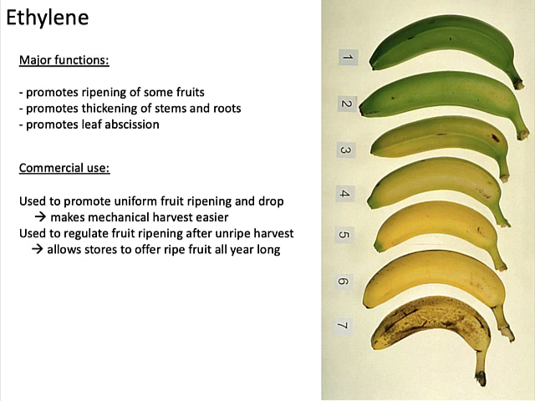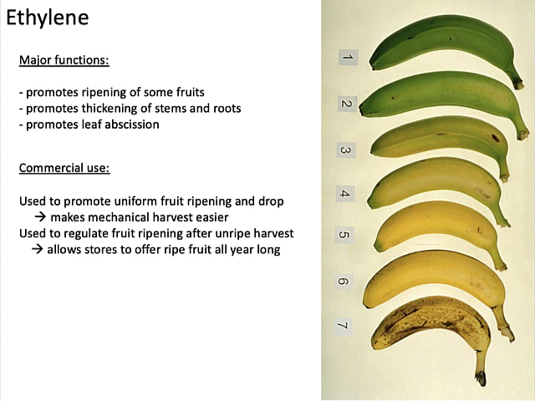And the last hormone we're going to need to learn for this class is ethylene. And ethylene functions primarily in the angiosperms to ripen fruit. It also promotes the thickening of some stems and roots, and in deciduous species, it promotes leaf abscission, which is that process by which leaves fall off.